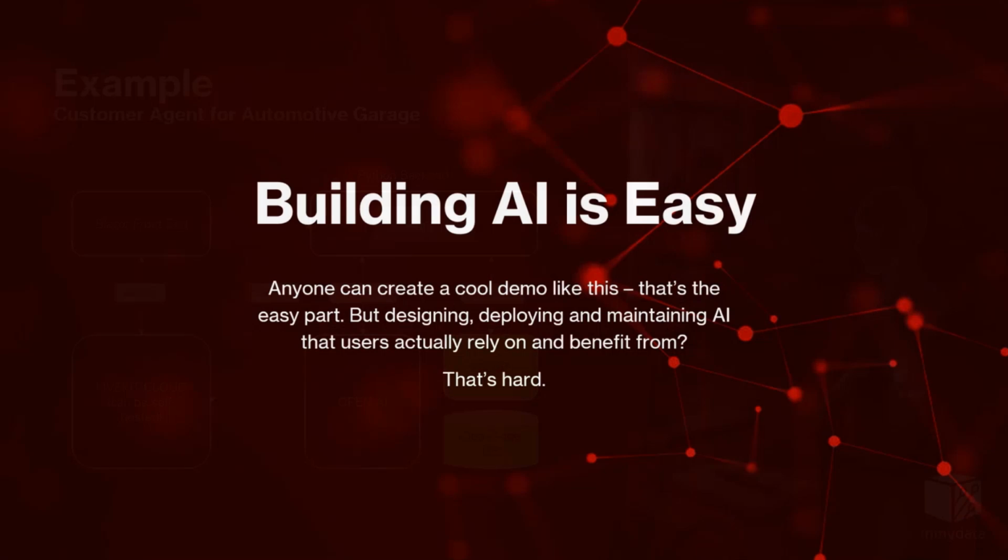So you can see these things are actually really quite easy to build. Anyone can create a cool demo like this. There's only probably 200 lines of code in the whole thing to build it. And that's the easy part, really. Where it gets difficult is designing, deploying, and maintaining AI that's actually useful and works in the real world.